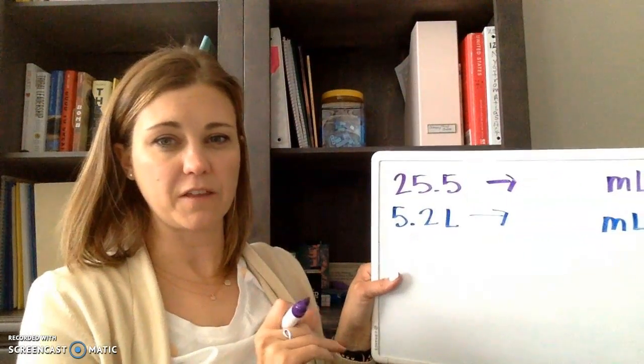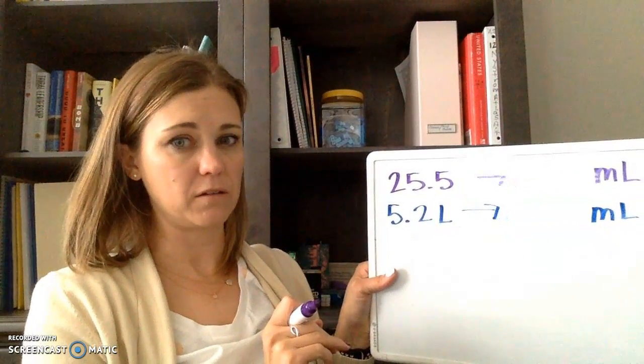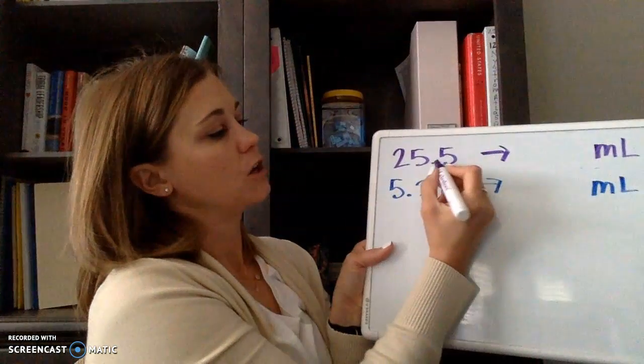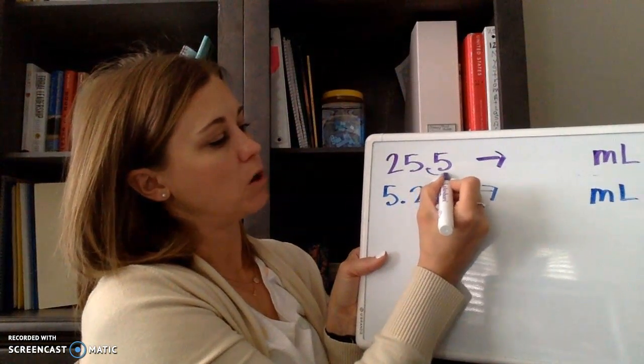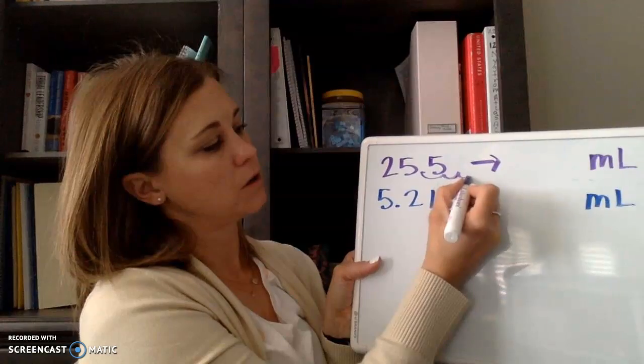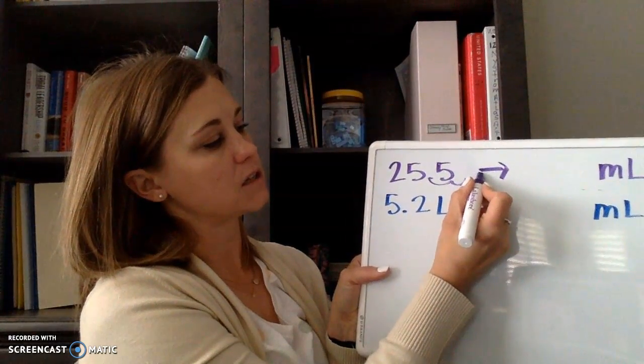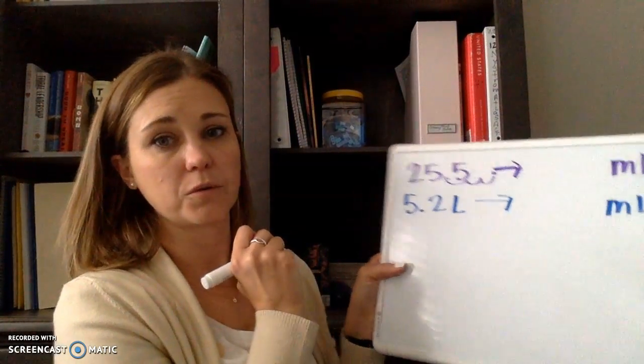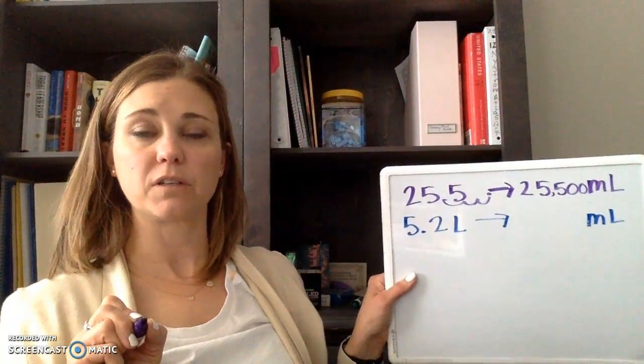I'm going to just erase my liter label right there so I have a clean slate to move my decimal. So I'm going to move it 1, 2, 3 places. That's where my decimal is going to move to. So I'm just going to add those zeros. So I have 25,500 milliliters. That's how big my barrel is.